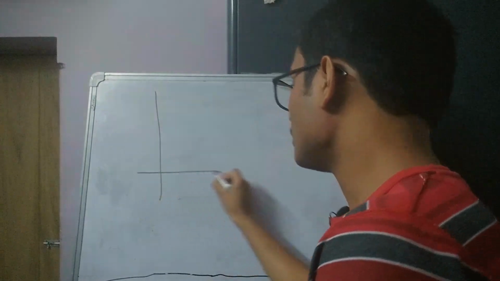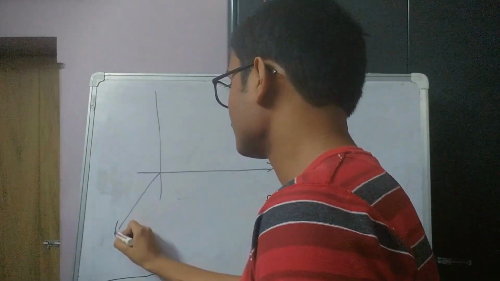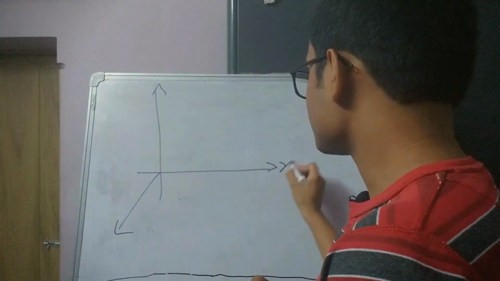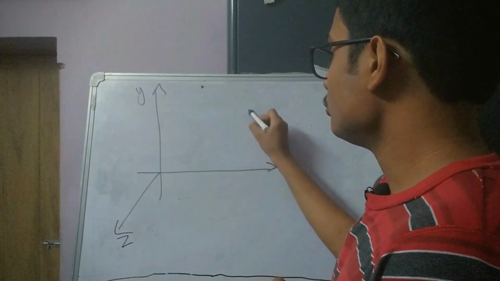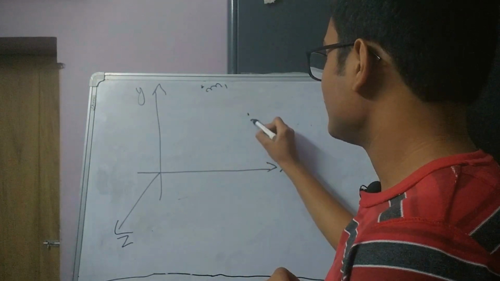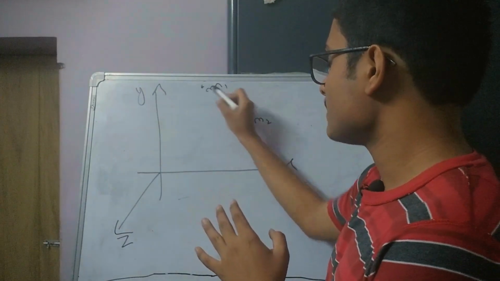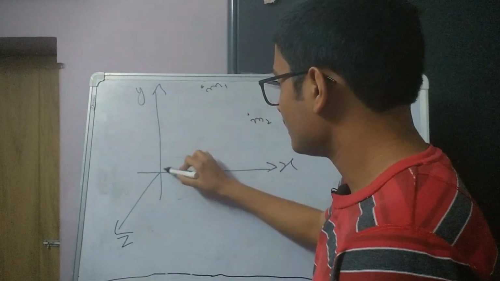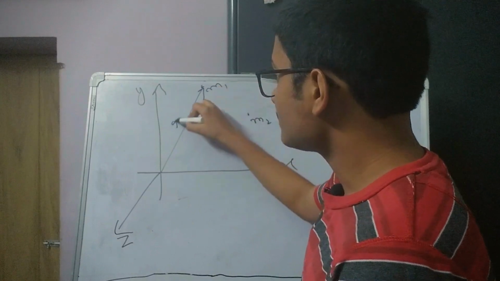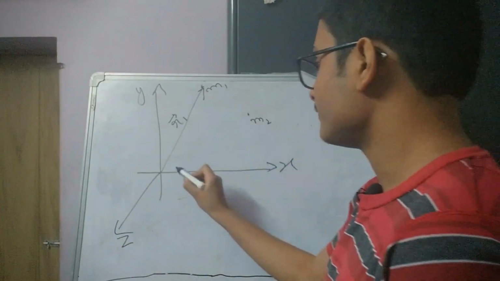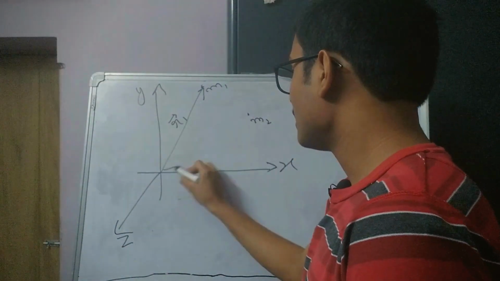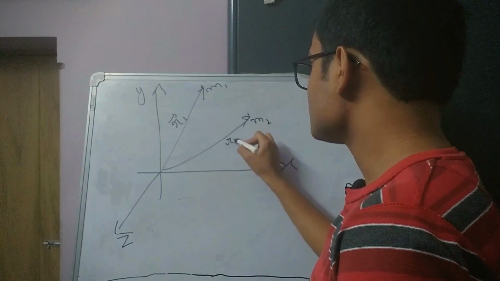First, let us know the definition of center of mass. Suppose these are the coordinate axes: X-axis, Y-axis, Z-axis. These are two particles, M1 and M2. M1 is the mass of this particle, M2 is the mass of this particle. R1 is the position of this particle. Position of a particle is a vector. We indicate it by this position vector. R1 is the position of this particle. R2 is the position of this particle.